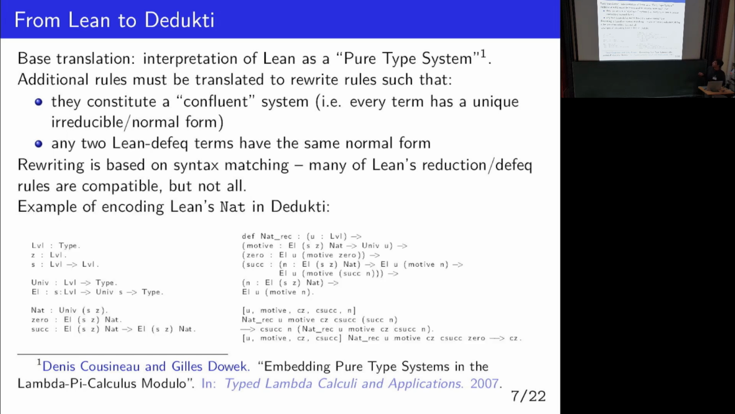For example, if we want to encode Lean's natural numbers in Dedukti, first of all, this is the machinery of the PTS, pure type system, encoding. This is how we define our universes and how we are able to define types in Dedukti without needing a full universe hierarchy. So basically, this is our natural number type constructor and the two data constructors, zero and succ. And this is the recursor rule type. And after we declare the type of this recursor, we then declare a rewrite rule for that recursor.